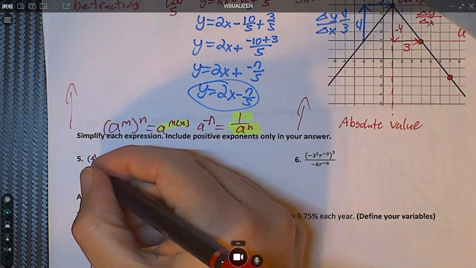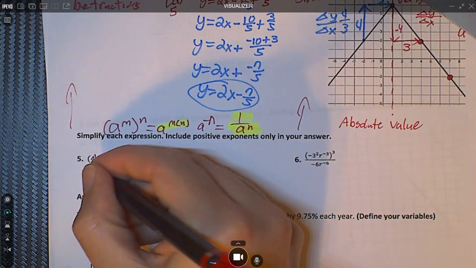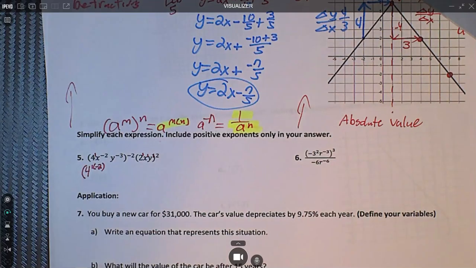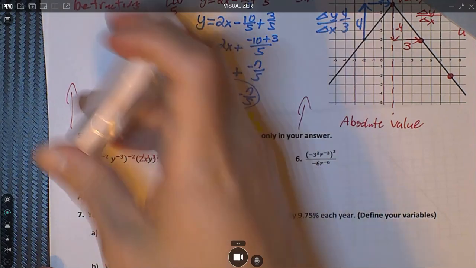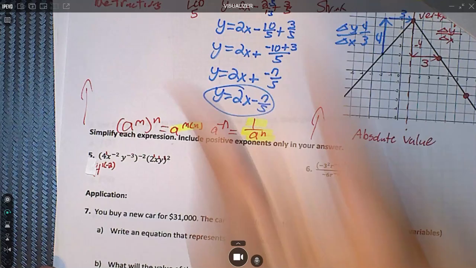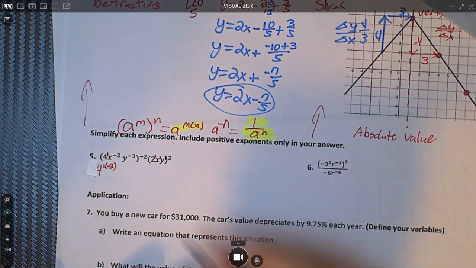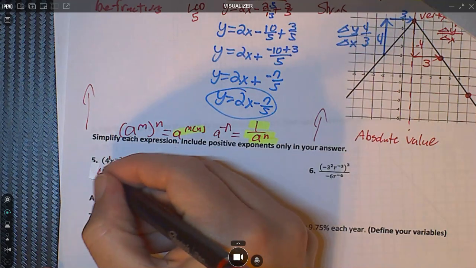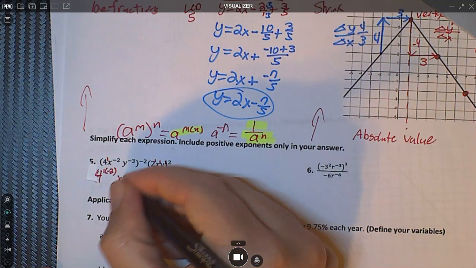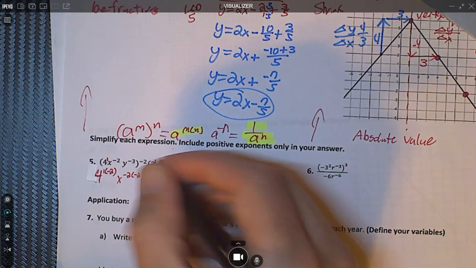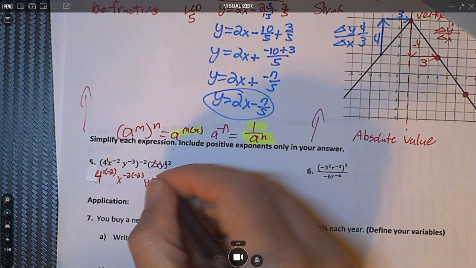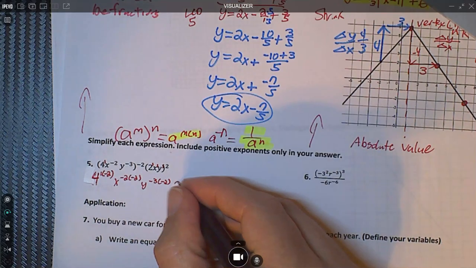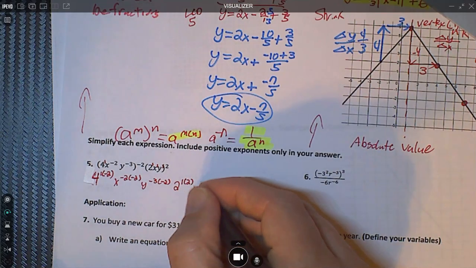Okay, so now we've got 4 to the 1 to the negative 2. I write too many steps. That's my problem. Two to the 1 times 2.